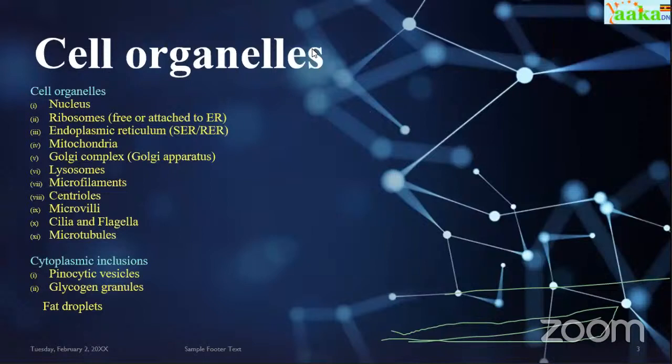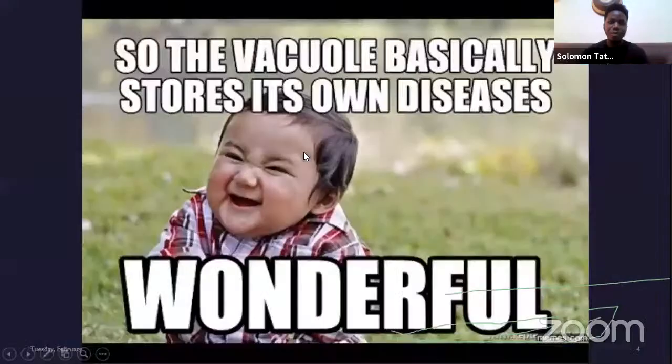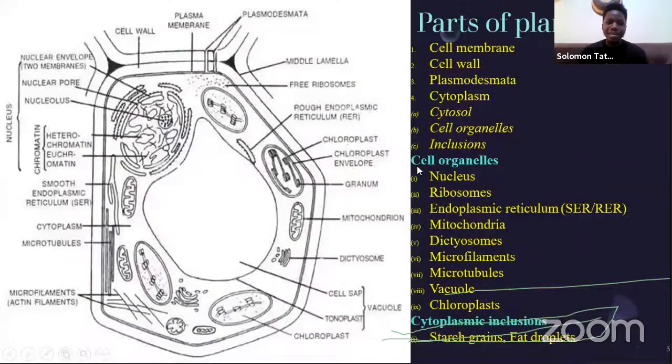Any other questions? Richard, you still have your hand up. Is that a question? Okay, your hand is down. Good. So those are the parts and their functions in an animal cell. So we have this kid here saying that the vacuole basically stores its own diseases. Wonderful. So you see these vacuoles will store anything.